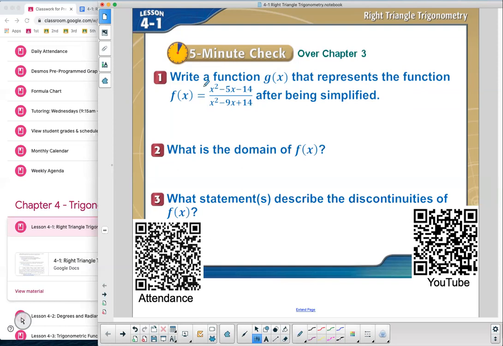So what you have to do, what we learned earlier in the year, is you have to factor. If you're going to try to cancel things, you can't cancel what we call terms. Terms are things that add and subtract. You cannot cancel terms like that. But what I can do is cancel factors.